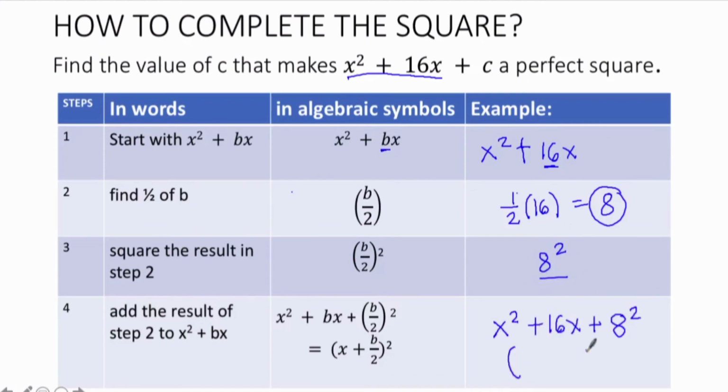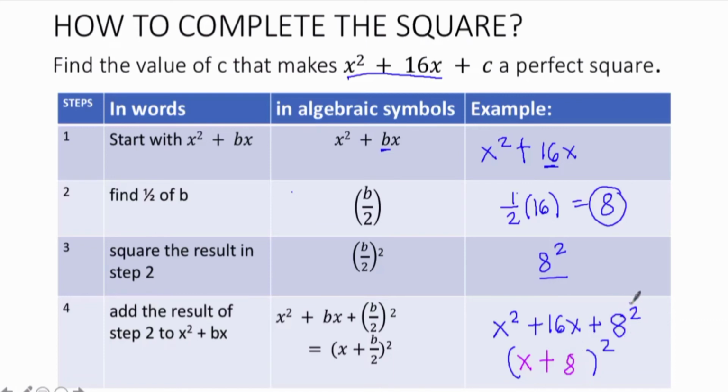And the factored form of this would be, get the square root of this first term. So the square root of x squared is x. Copy this sign. If this is plus, you put plus here. If this is minus, put minus here. And then disregard this. Get the square root of 8 squared. The square root of 8 squared is 8.